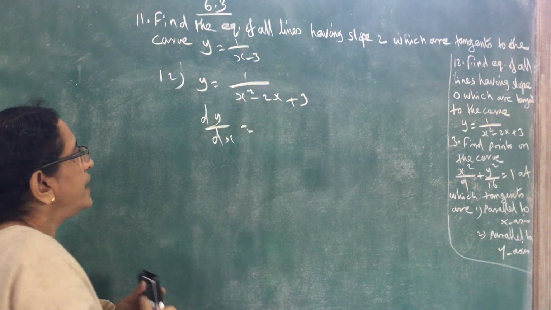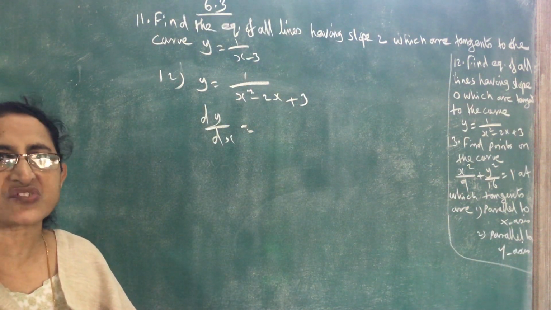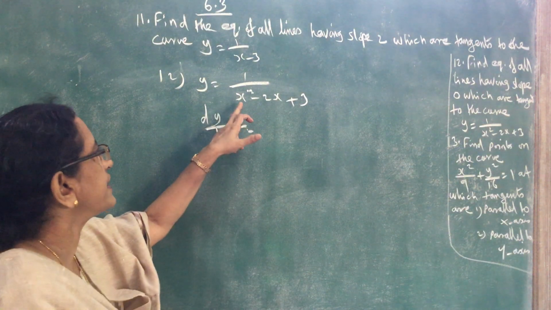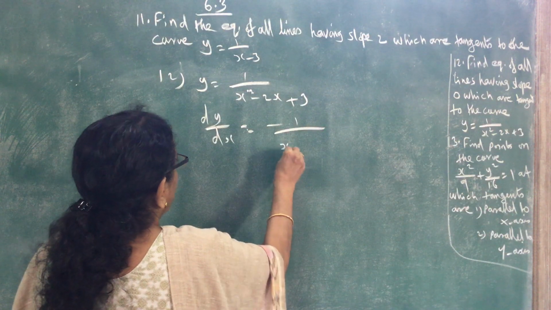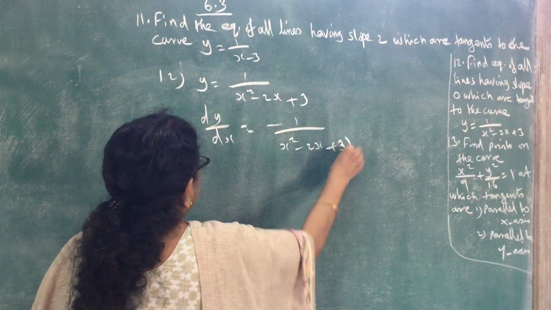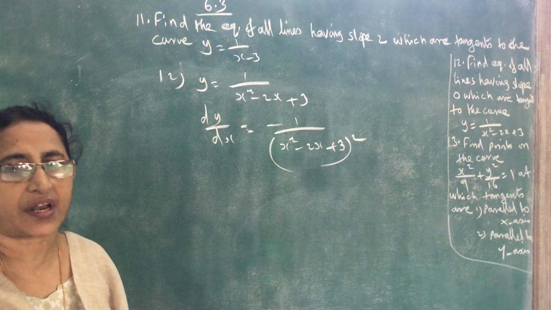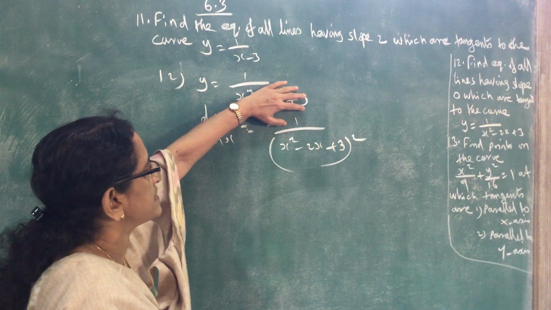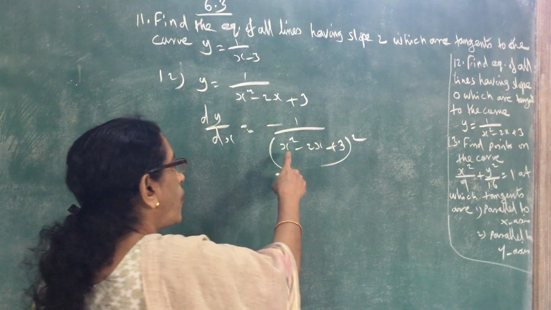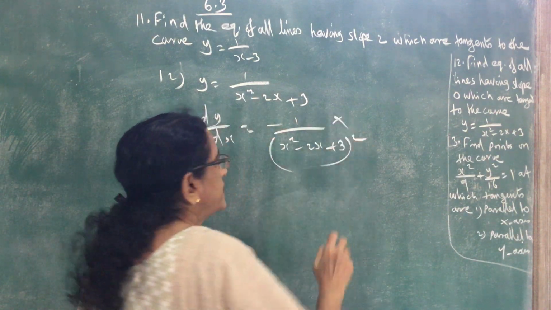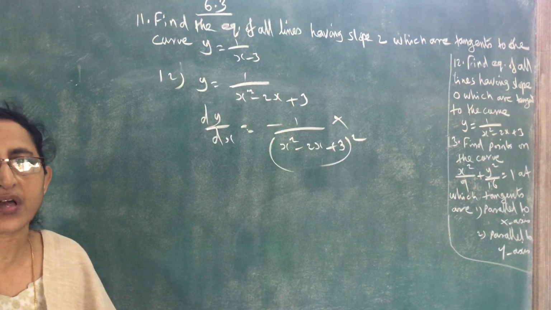Find dy by dx. Derivative of 1 by (x square minus 2x plus 3). Derivative of 1 by x is minus 1 by x square. So in the place of x, here it is x square minus 2x plus 3. So we can write minus 1 by (x square minus 2x plus 3) whole square, into derivative of x square minus 2x plus 3. In the place of x it is x square minus 2x plus 3, so we have to multiply by the derivative of x square minus 2x plus 3.